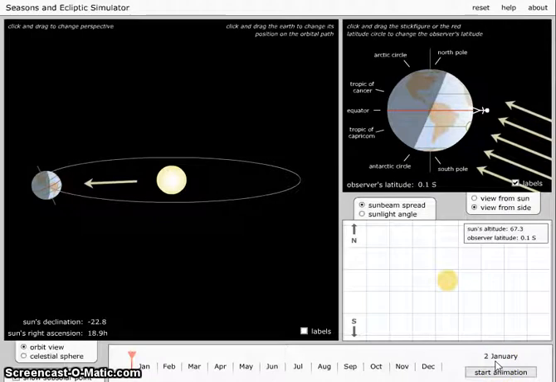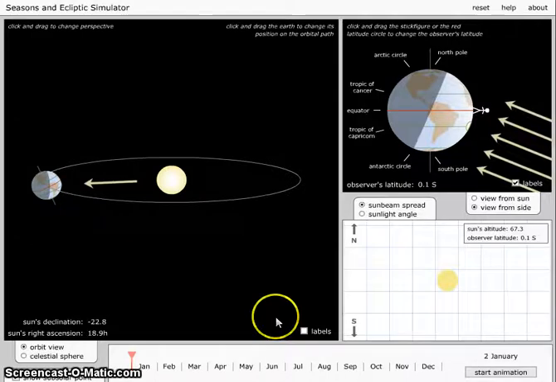So we're in column 1 at question 2A. Which pole is tilted more towards the sun, north, south, or neither? More towards the sun, that's the south pole. That should make sense because in January the southern hemisphere is having their summertime.